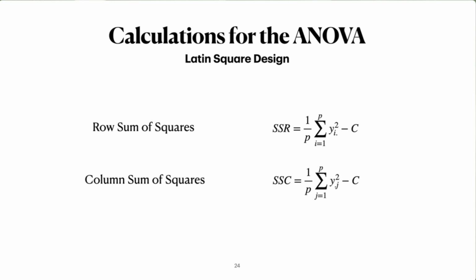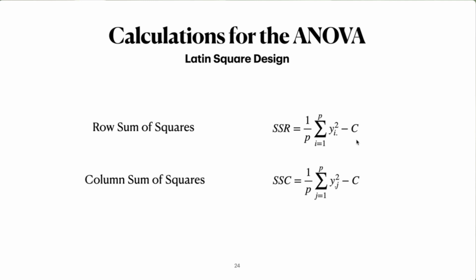We also need the row sum of squares, which we will denote by SSR, and that is given by this expression here. 1 over P times the sum, i going from 1 to P. Here we're squaring the row totals and adding those up, multiplying that sum of the squared row totals by 1 over P, and then subtracting C.